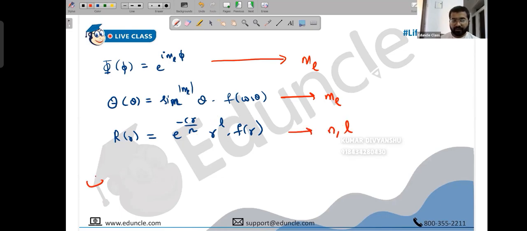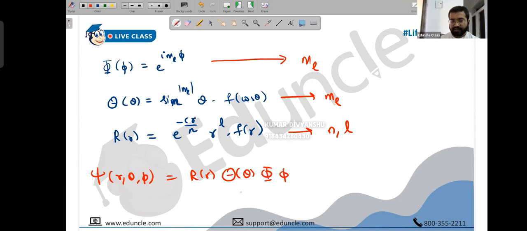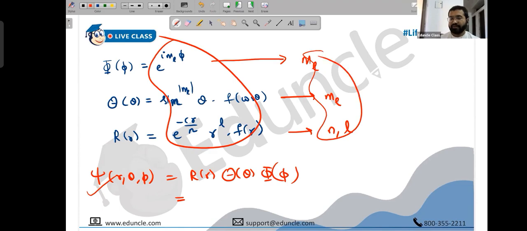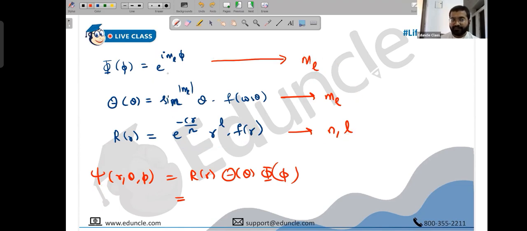But when you talk about the whole wave function psi, which is a function of r, theta, phi, which is, if you remember, R of r, Theta of theta, and Phi of phi, if you substitute them all, the wave function will depend on all the quantum numbers n, l, m. So the value of psi depends on the principal quantum number, the angular momentum quantum number, and the orbital magnetic quantum number. It depends on n, l, m, all of them.